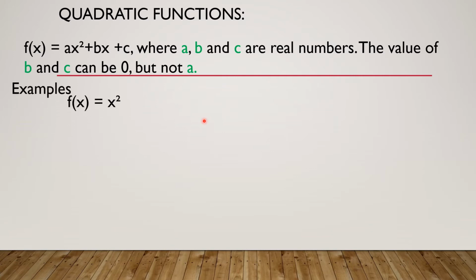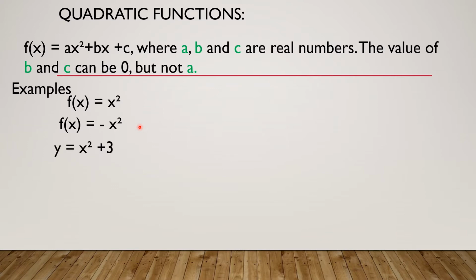Okay, ito yung mga example ko ng quadratic functions. F of x is equal to x squared. Ito yung simplest form or pinaka-simple na example ng quadratic function. Ito lang ang given ko. Wala akong bx or middle term, walang last term. Okay, I have here negative x squared. So, ibig sabihin ng a natin, pwedeng positive, pwedeng negative.